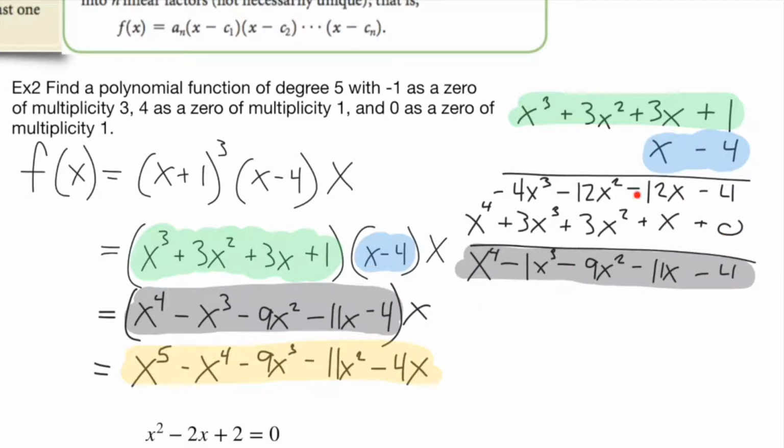Again, this is something we did in chapter 1. It's been a while since we've seen it, but that's what it looks like. This gray part is what you get when you multiply the green times the blue. Then the last part is to distribute the x, so x to the 4th becomes x to the 5th, and all these terms appear. This is the answer. It's a polynomial function of degree 5 with all of these zeros with the right multiplicities.